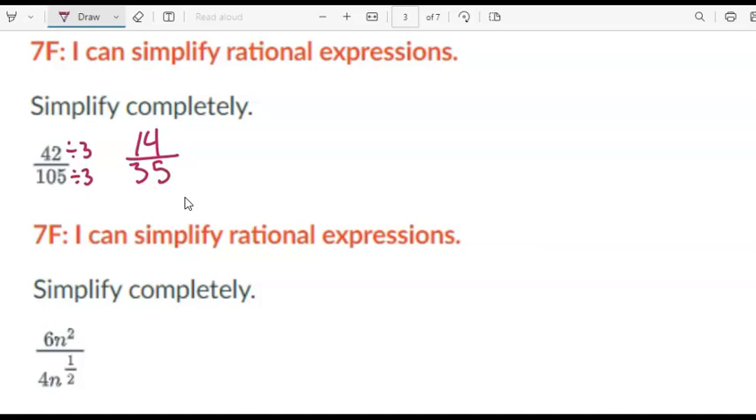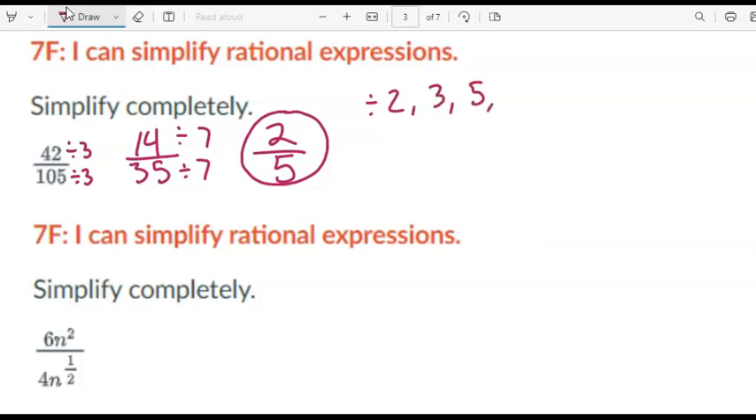14 over 35. It looks like both of these could be divided by a 7. 14 divided by 7 is 2. 35 divided by 7 is 5. Our simplified fraction is 2/5. The numbers that you want to try to divide out are 2, 3, 5, 7. 2 if they're even. 3 if digits equal a number that goes into 3. 5 if it's a 5 or a 0, and then 7, you'll probably just want to check that one.